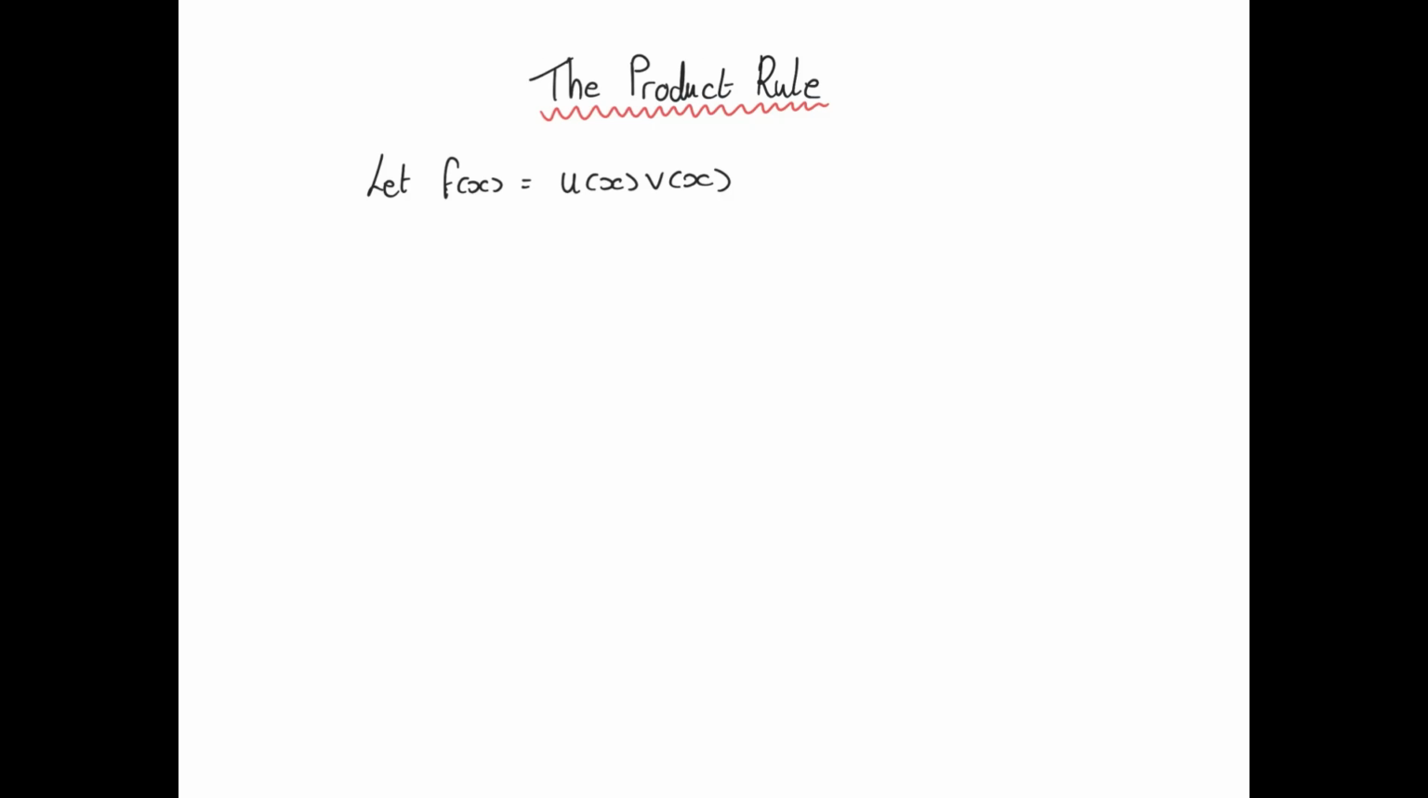So, the product rule. Let f of x be the product of two other functions of x, u and v. If we apply differentiation from first principles, we can come up with a formula to differentiate a product. Then f dash of x, the derivative, will equal the limit as h tends to 0 of u of x plus h times v of x plus h, take away u of x v of x, all over h.